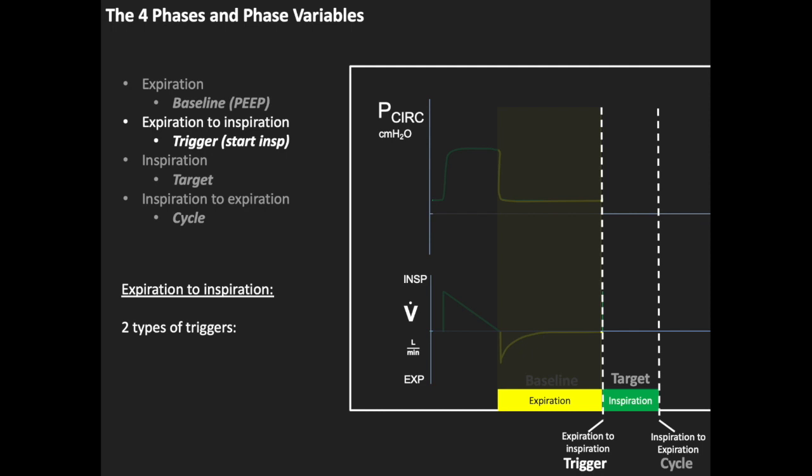So what is the vent actually waiting for during the baseline? It's waiting for a signal to start the next breath, and that is the trigger. The trigger is the expiration to inspiration phase variable, and it dictates when inspiration starts. There are 2 types of triggers, 2 broad types. There's a vent trigger, also called a time trigger, or a patient trigger.